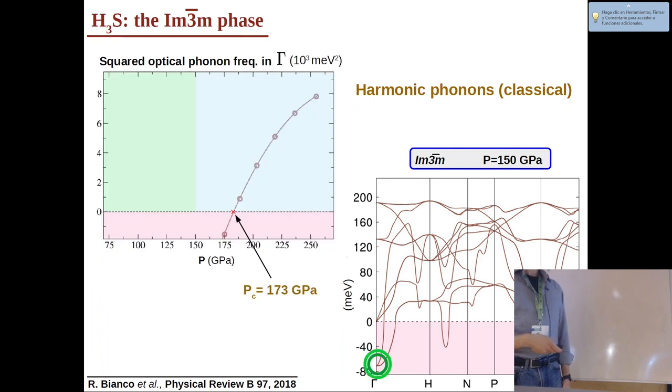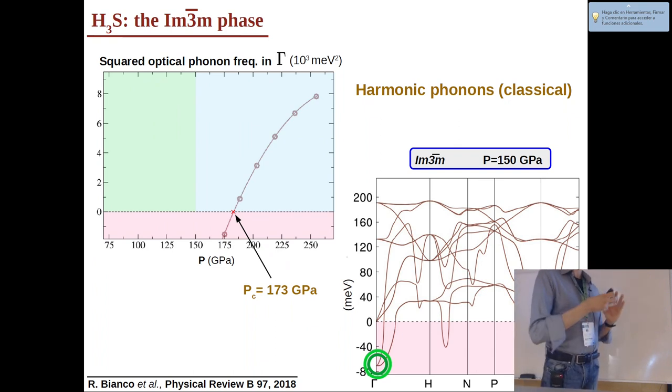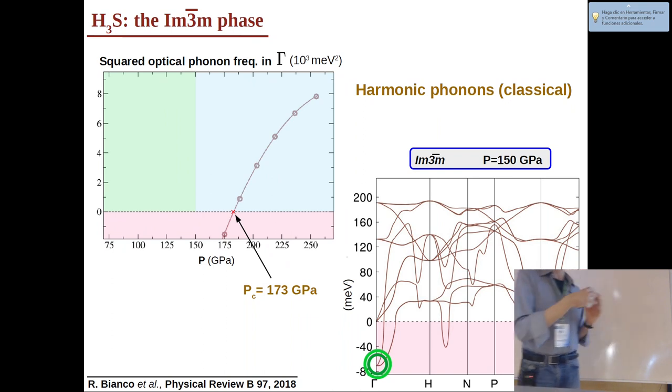So this is what happens when you consider this. This is the phonon that is related to a distortion from the high symmetry configuration here to the R-3m configuration. So it's a rhombohedral distortion, and this distortion is driven by this pattern here described by this phonon.